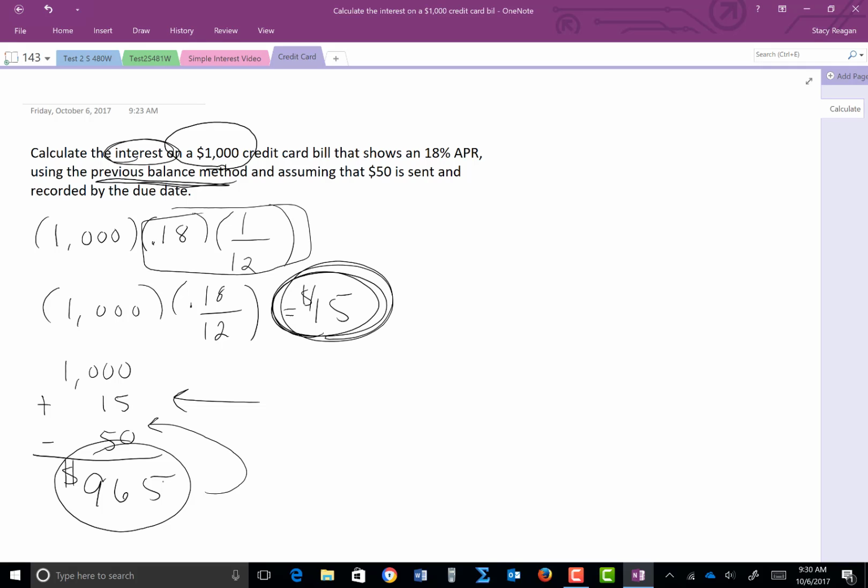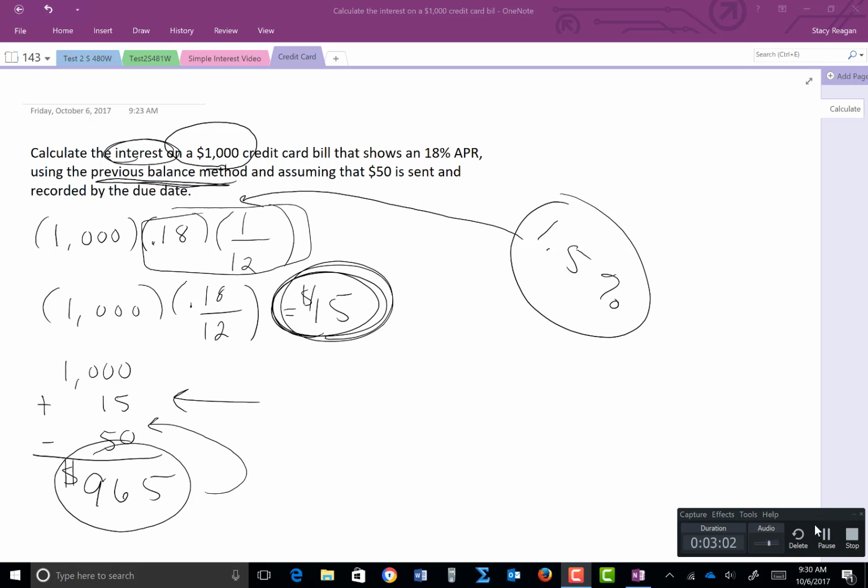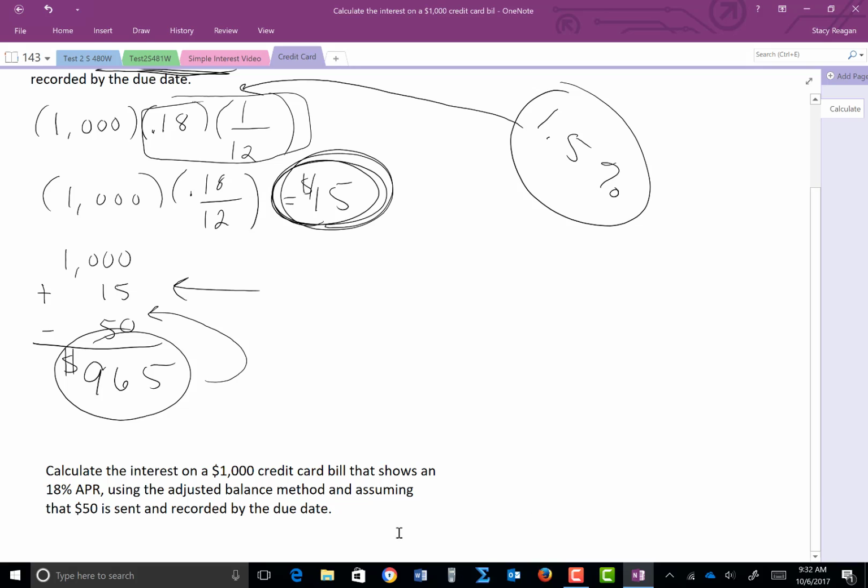So in this particular problem, instead of paying 18% interest per year, they may tell you that you're paying 1.5% interest, but it's really 18% per year or 1.5% per month. So this is what you're doing with the actual problem. Now let's look at the next problem.